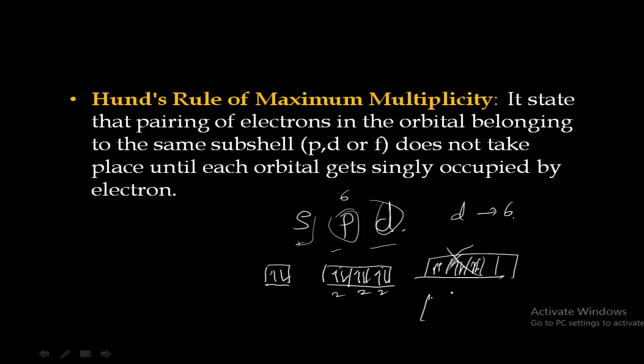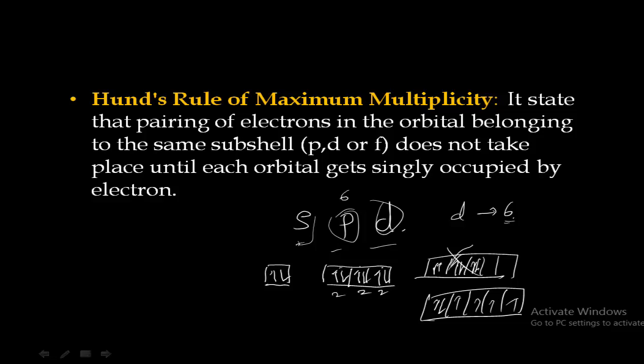According to Hund's rule, we have to fill the electrons in such a manner that each orbital first gets singly occupied. And then how many electrons remain? 5 electrons are filled. Totally 6 electrons are present. So the remaining 1 electron will get paired up. So in this manner, we have to fill the electrons in the orbitals. So that is Hund's rule.